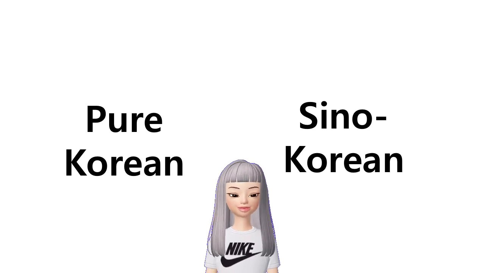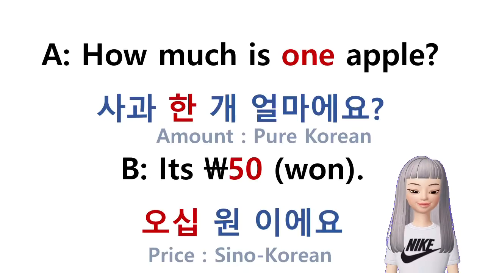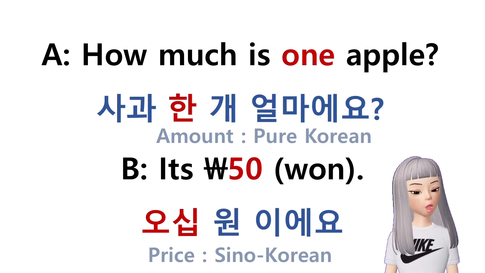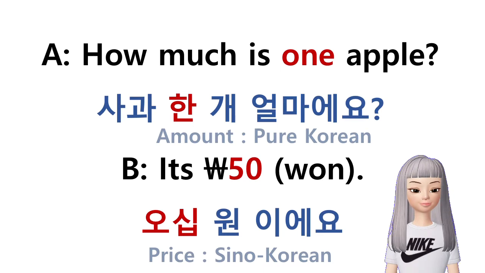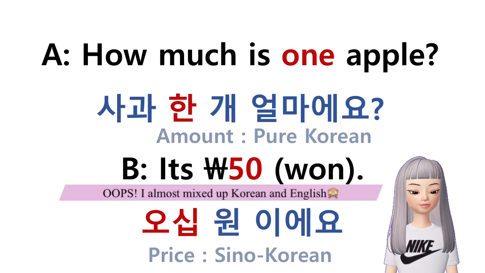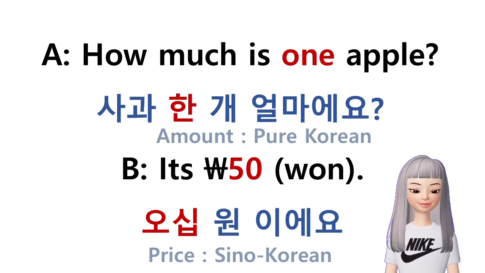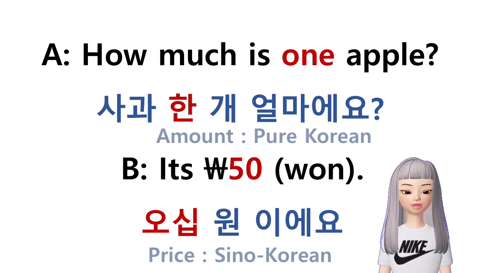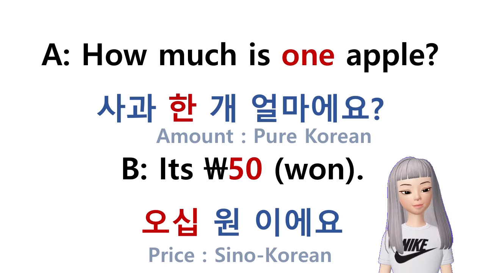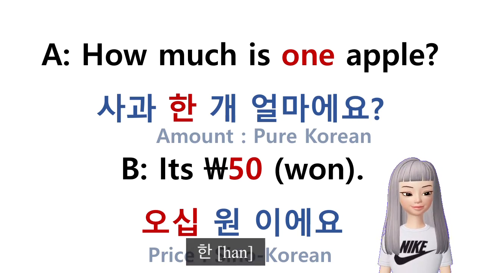For example, let's see this situation. How much is one apple? In Korean, it is 사과 한 개 얼마예요? You would answer, it's 50 won. Oops, it's 51. It is 50원이에요. Here in part A, to say one apple, a pure Korean number was used. 한. 한 here means one.